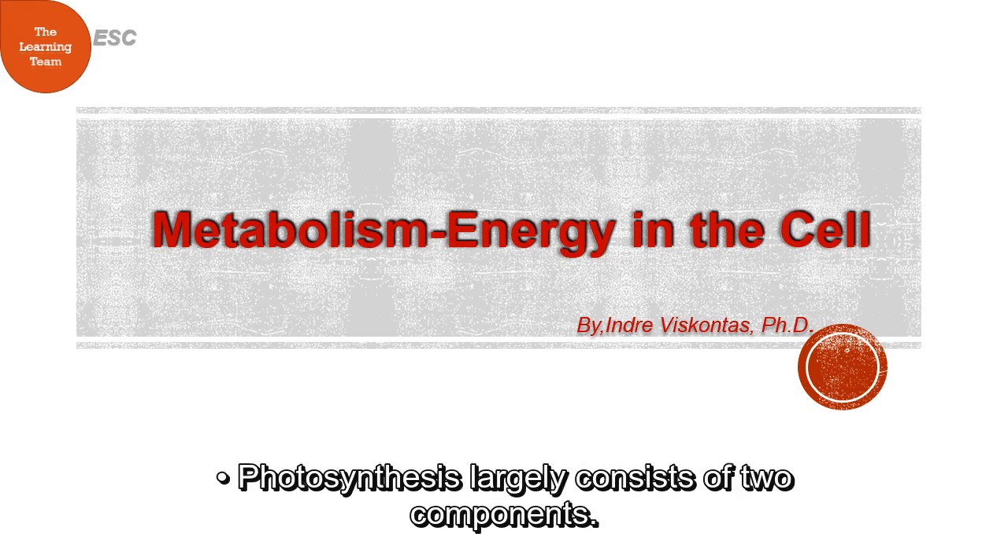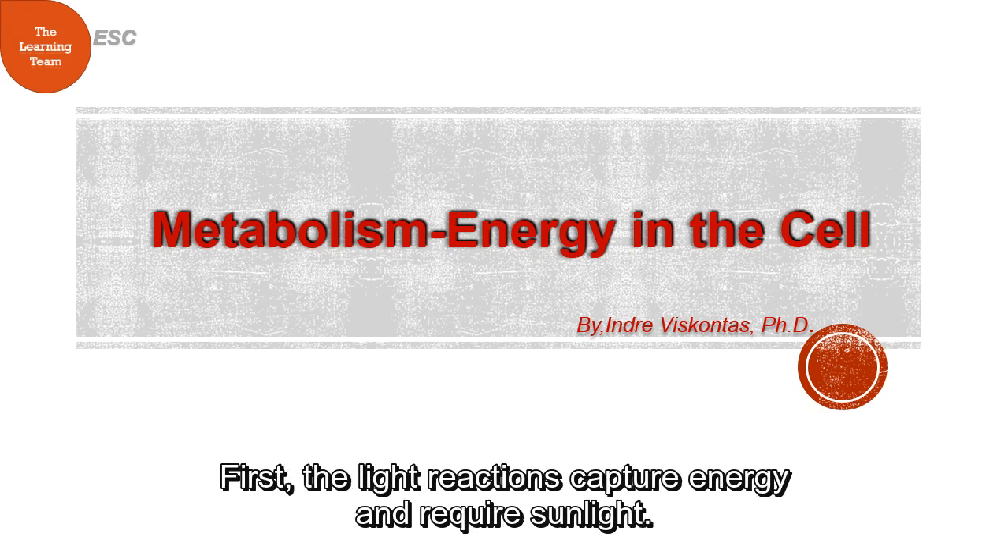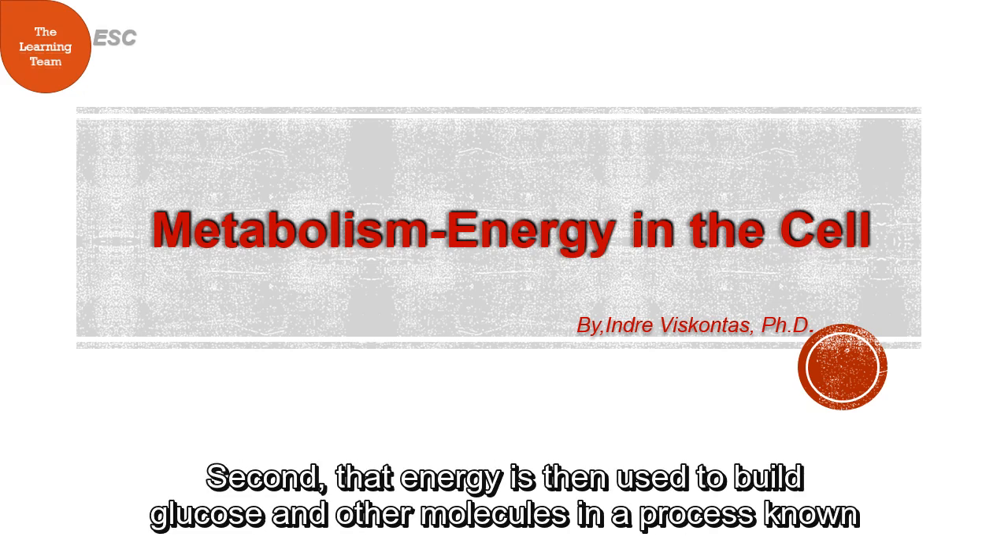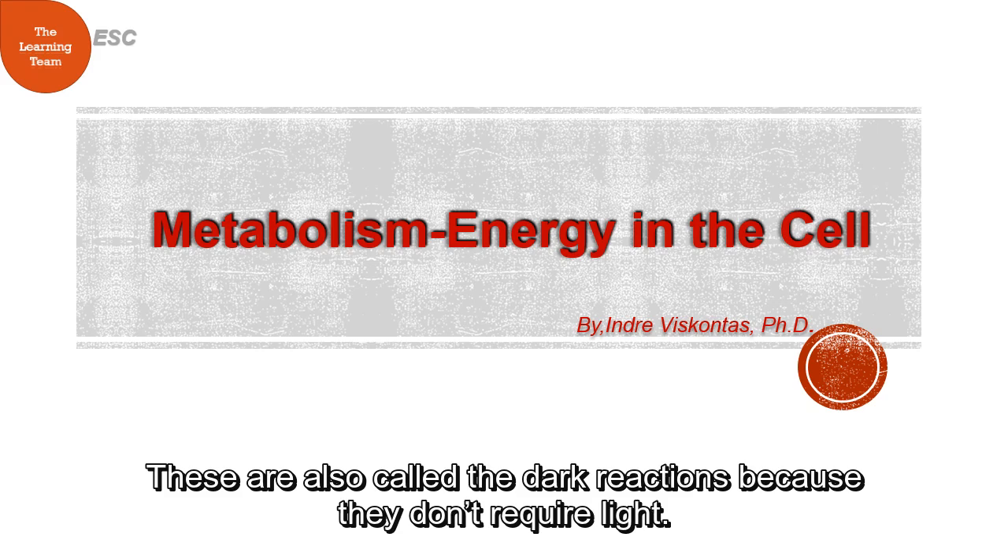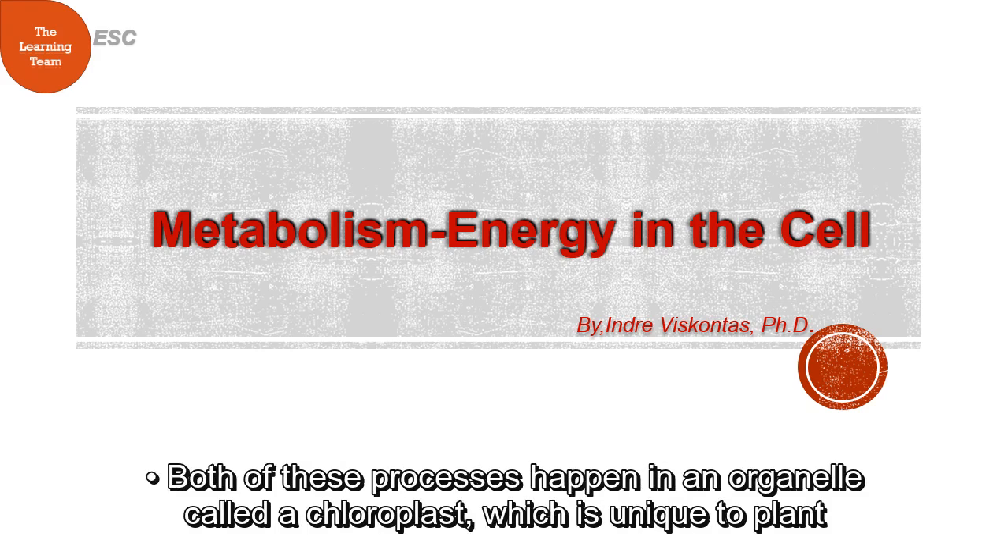Photosynthesis largely consists of two components. First, the light reactions capture energy and require sunlight. Second, that energy is then used to build glucose and other molecules in a process known as the Calvin cycle. These are also called the dark reactions, because they don't require light. Both of these processes happen in an organelle called a chloroplast, which is unique to plant cells.